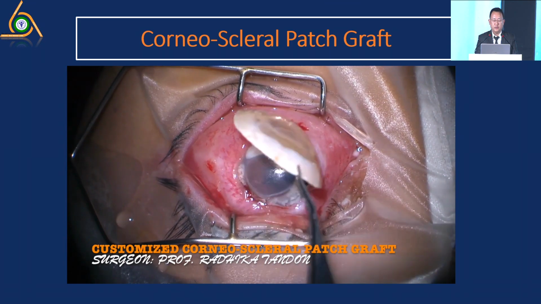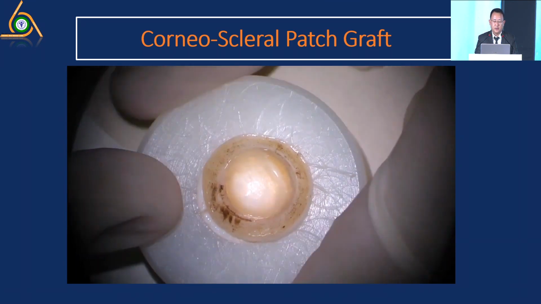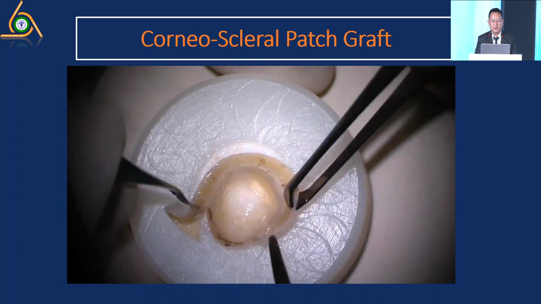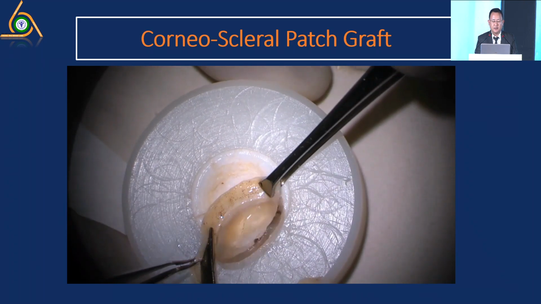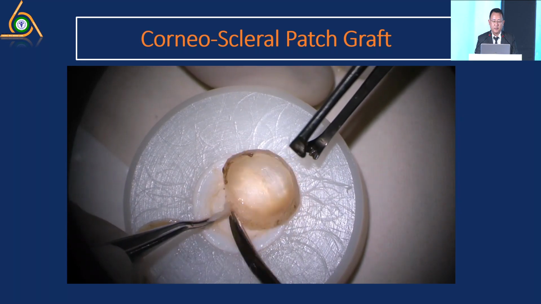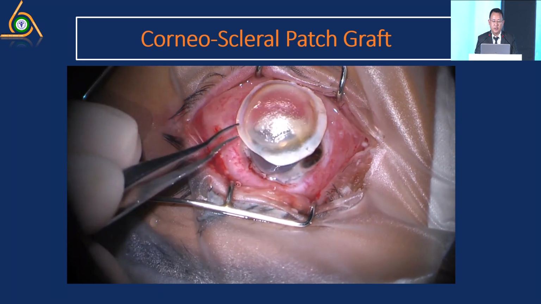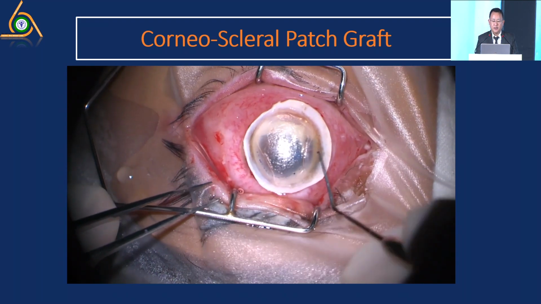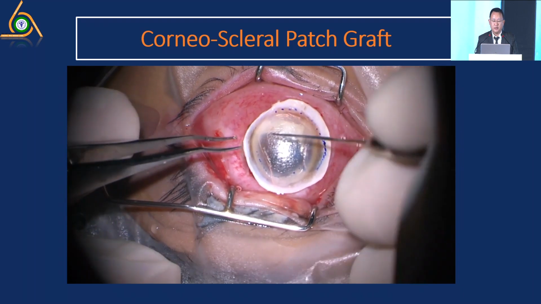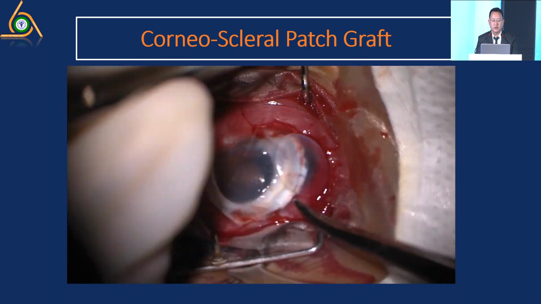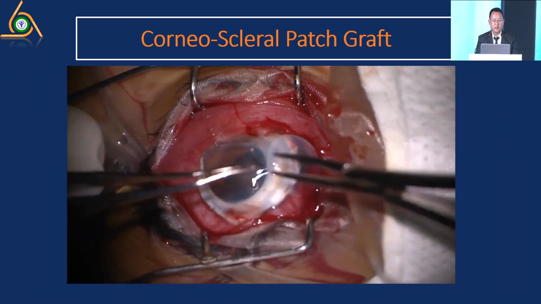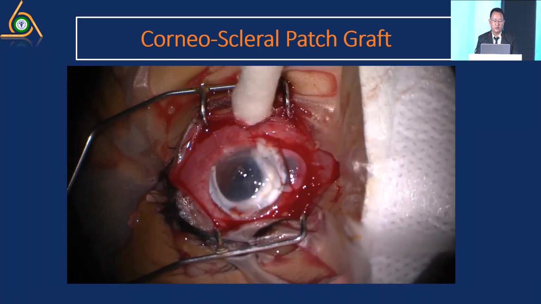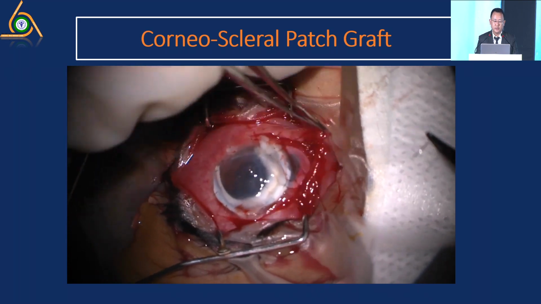So the donor tissue is matched to the perforation, the defect size, with a free hand cut, and that tissue has been placed over the recipient bed. A mark has been made so that we can trim with a free hand according to the size of the defect. And it has been sutured back to the recipient bed.